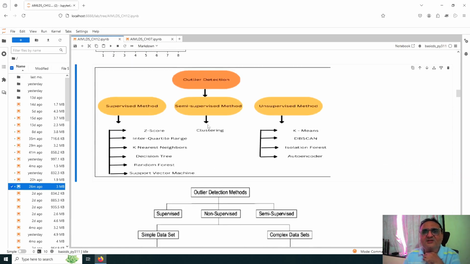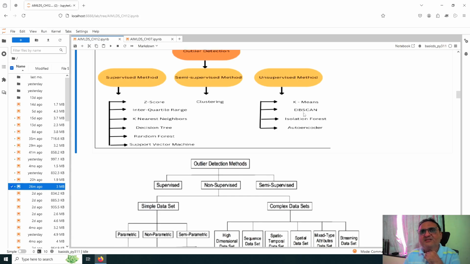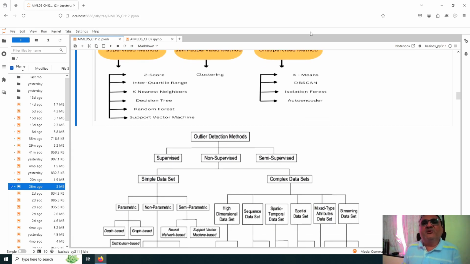Okay. So clustering is also a technique. Unsupervised techniques are there like K-means, DBSCAN, isolation forest, autoencoder. We are going to see almost all of them as our course progresses.